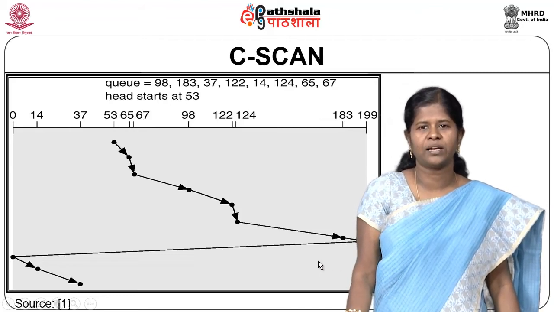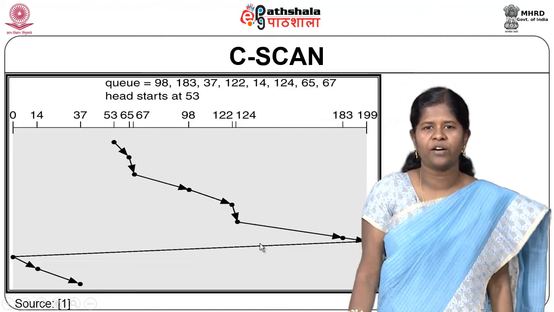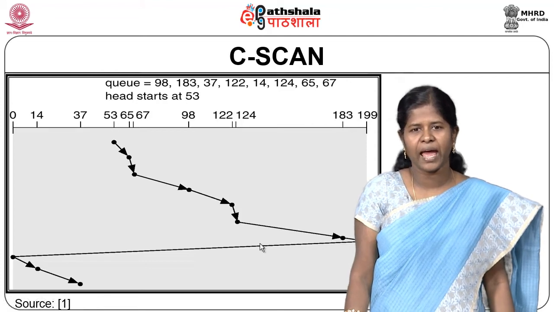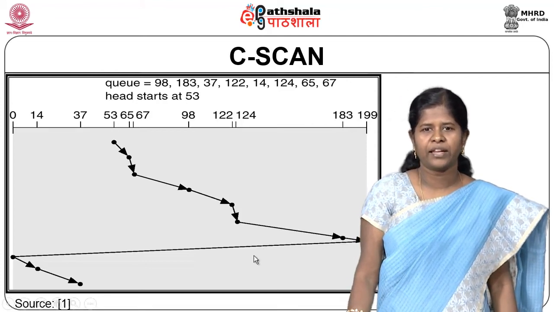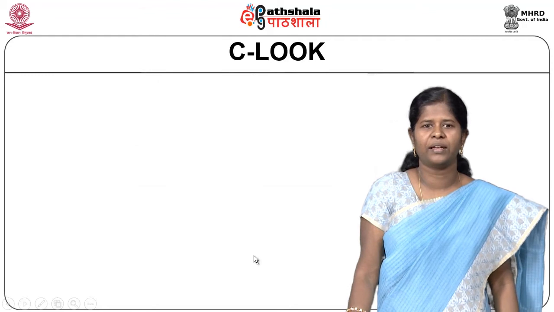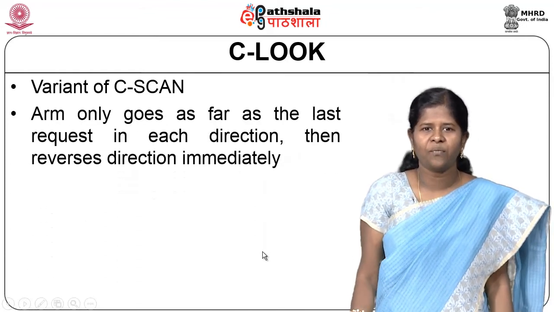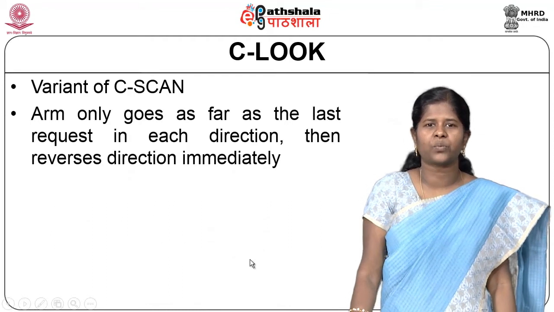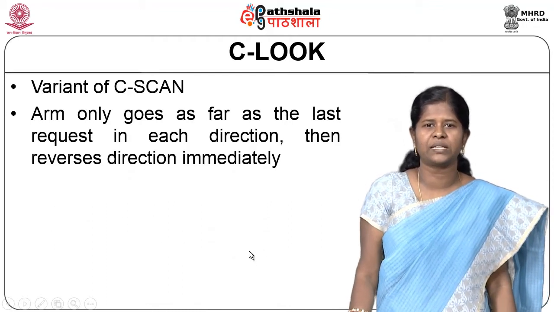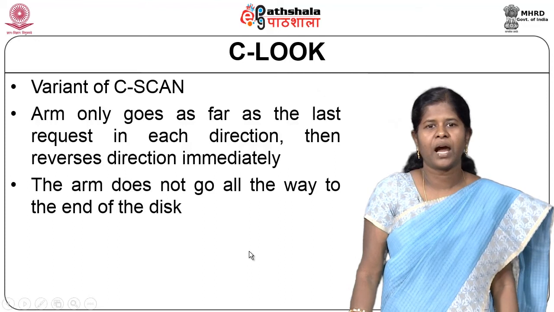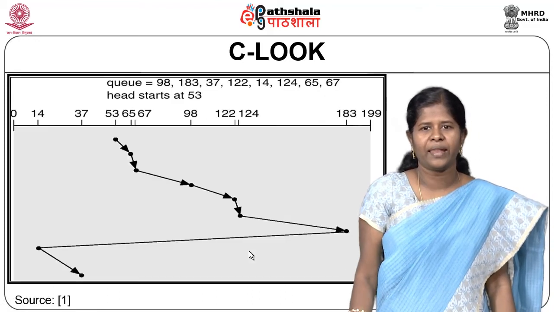So, what is done? They try to do a modified variant of this SCAN and C-SCAN, and they call it C-LOOK and LOOK. In this variant of C-SCAN, the arm will go only as far as the last request in each direction and then will reverse the direction immediately. The arm does not go all the way to the other end of the disk.